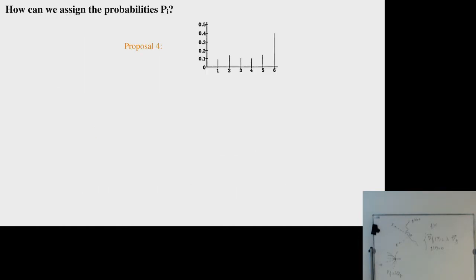What about this one? Now, all the numbers have a different probability. Do you like this one? No, some people do not like it. Why? You prefer the other one, but what's wrong with this one? Yes.